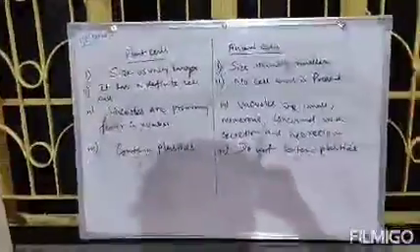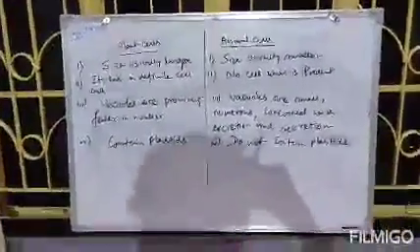So these are the differences between plant cell and animal cell. These are very much important. So the chapter is complete. That's all for today.